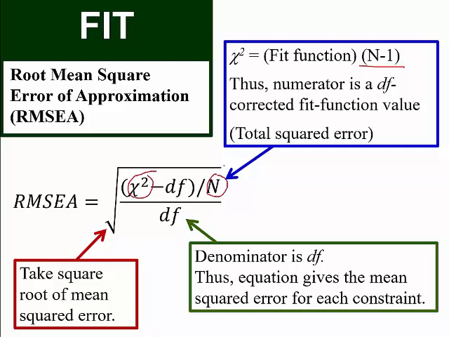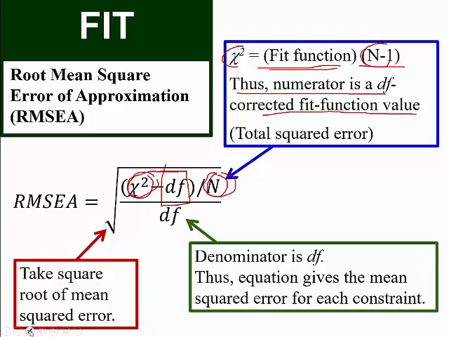Here it's n-1, here it's n, but very similar. So chi-square, we took fit function times sample size. Here we're getting chi-square divided by sample size. So we're going from our chi-square back down to the fit function, but we've got this subtracting degrees of freedom from it, so we can call that a degrees of freedom corrected fit function.